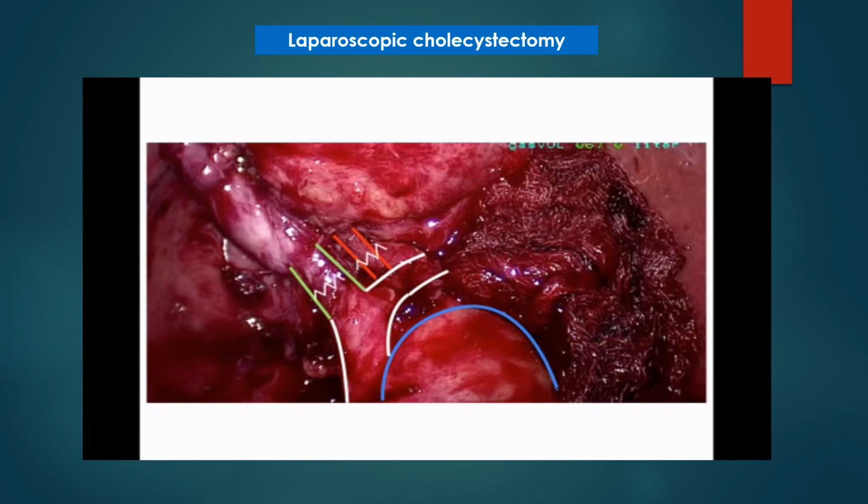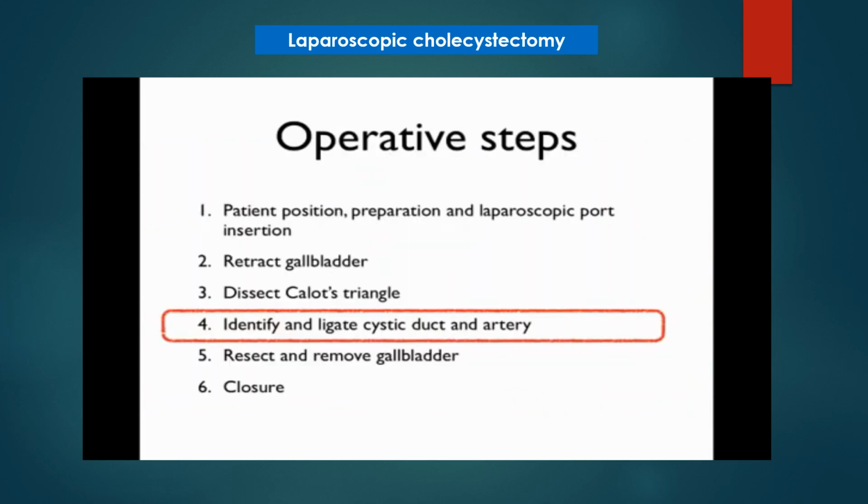Here we can see where we'd like to ligate the cystic duct and cystic artery. I think it's important to note how close these two structures are to other important structures such as the common bile duct and the duodenum. Next we'll see identification and ligation of the cystic duct and artery.